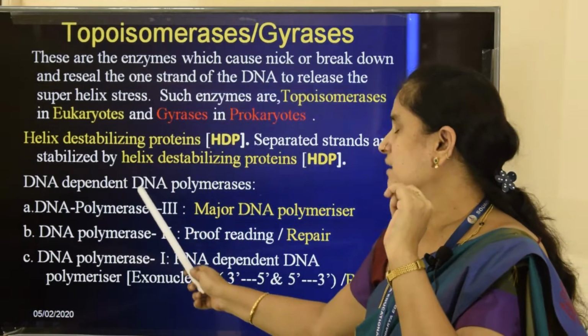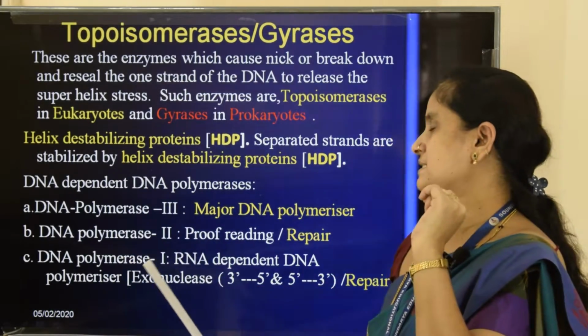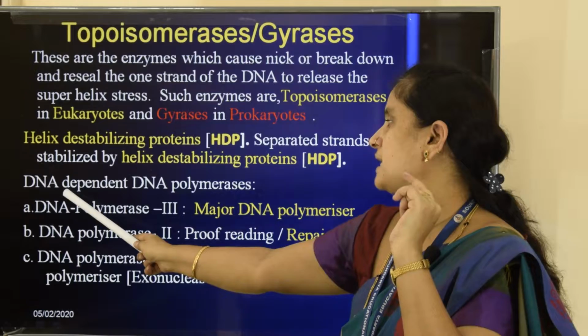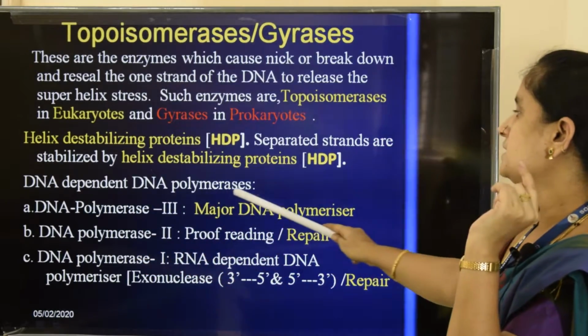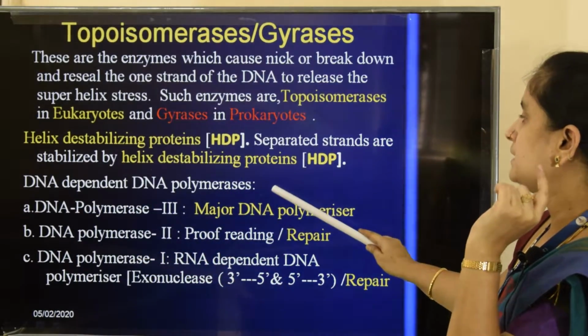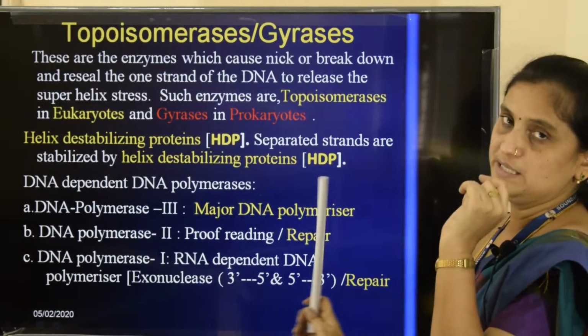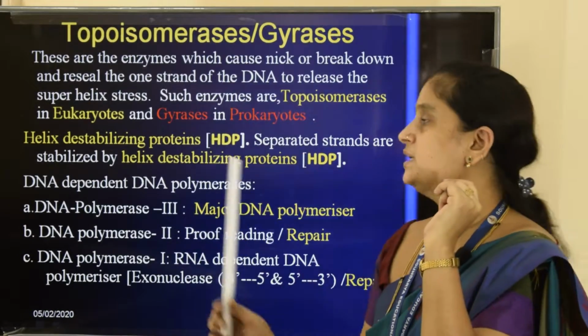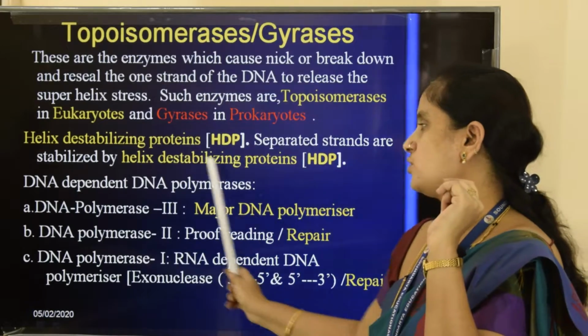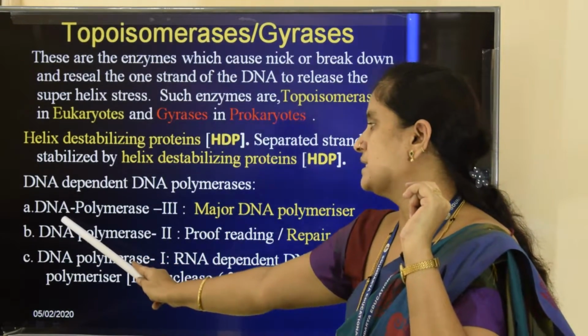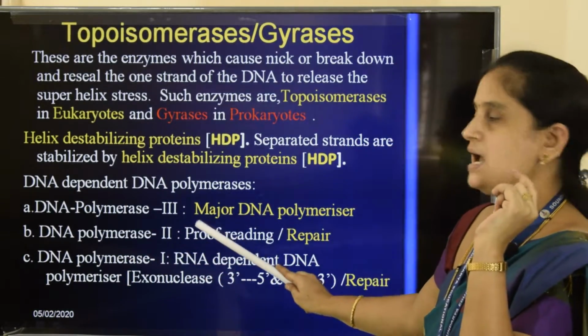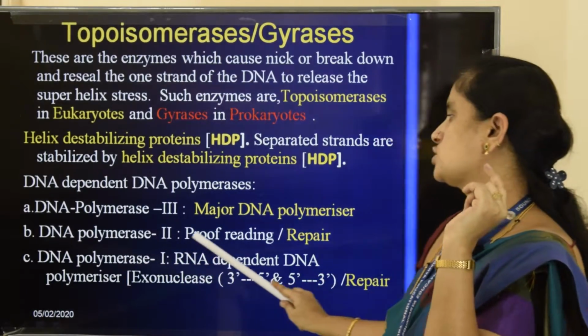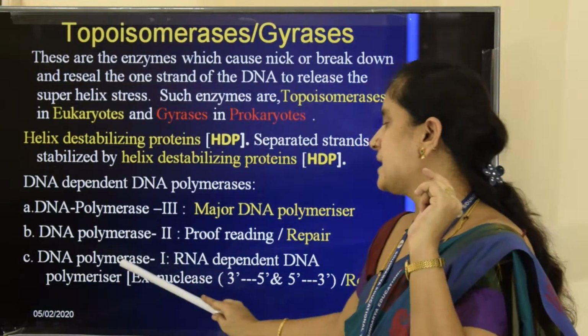Then the next, third type of important enzyme that I mentioned is DNA dependent DNA polymerases. There are three types: one is DNA polymerase 3, another is DNA polymerase 2, and the third is DNA polymerase 1.